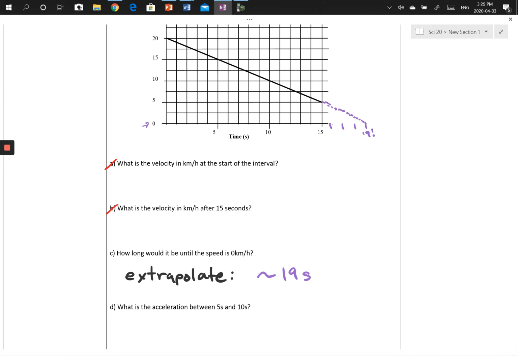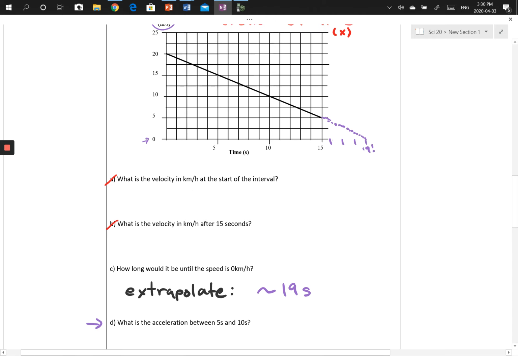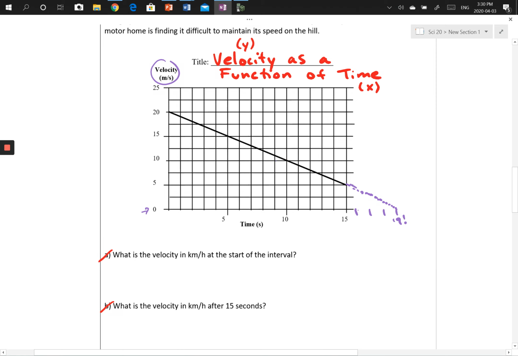Now we could do some math to figure that out, but we would need to know the acceleration of this object, which we can calculate by finding the slope. So question D is asking us, what is the acceleration between 5 seconds and 10 seconds? So we're going to go 5 and 10 seconds here. And I'm going to make a little point here and a little point here. Okay, and then I'm going to build my little triangle.